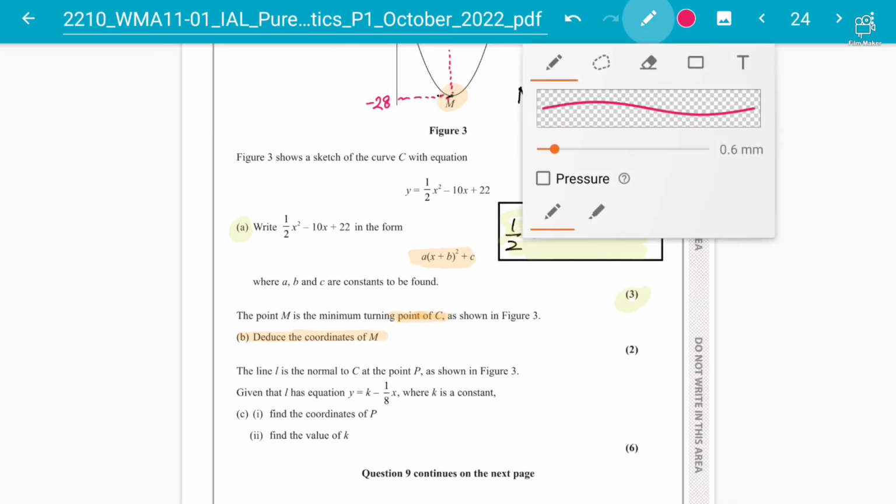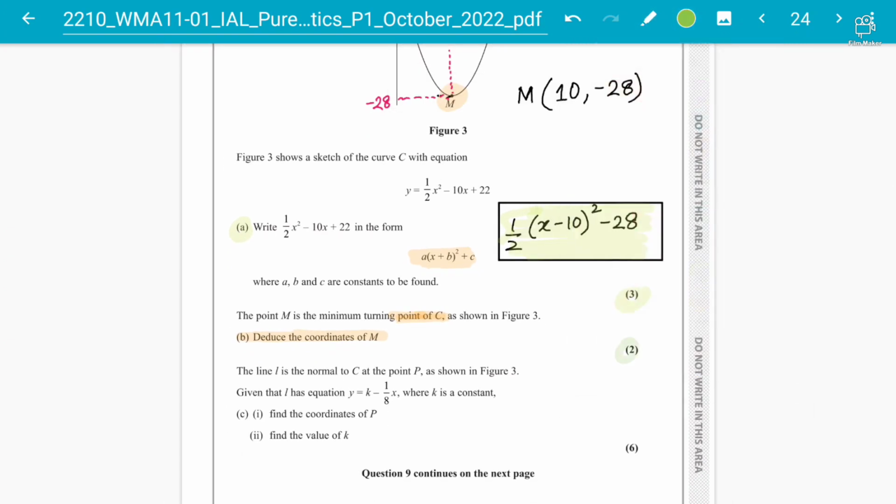Moving on, we already have got 5 marks. If there's any question related to the coordinates of M, you can ask. This is conceptual work, so I'll explain through comments, or if any problem is there, you can connect with me through WhatsApp as well. The point M is the minimum turning point of C.